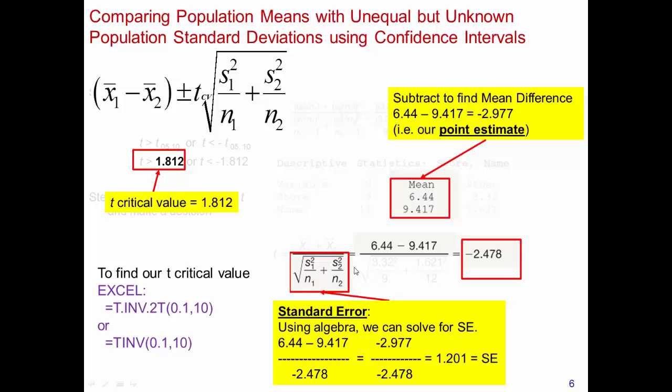So if we have the standard error in our denominator, but we want to solve for the standard error, and we have our t-test value right here, we can essentially swap those two and figure out what our standard error is based on the calculation. So we have our numerator from our t-test, the same numerator as before, and we now divide it by our t-test score. We calculate 6.44 minus 9.417 and divide it by negative 2.478, which is our t-test score. We can solve for our standard error, which turns out to be 1.201.